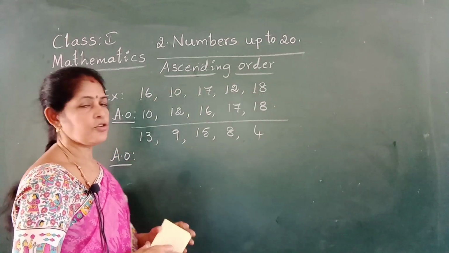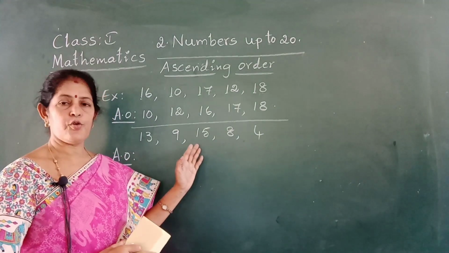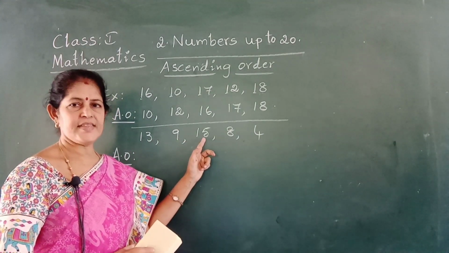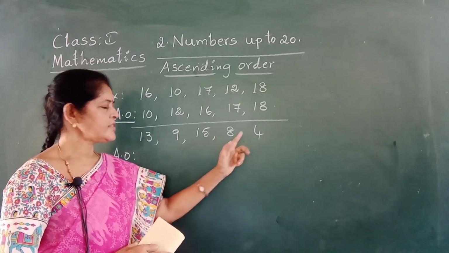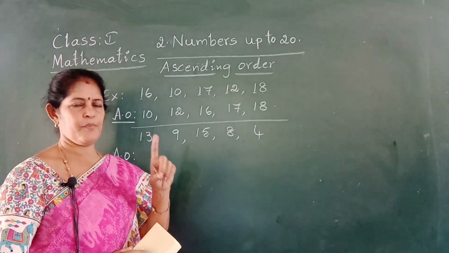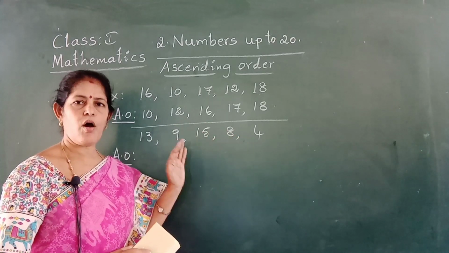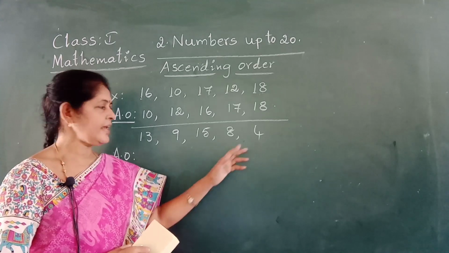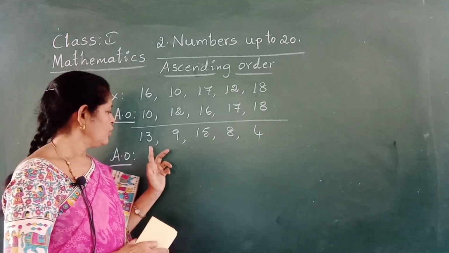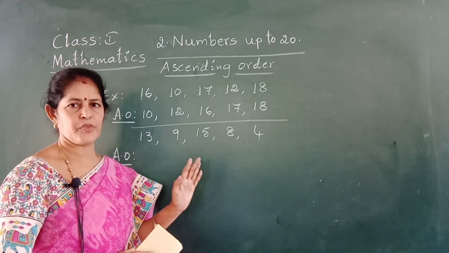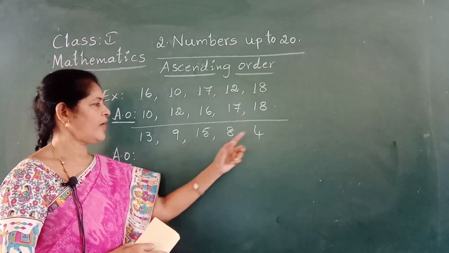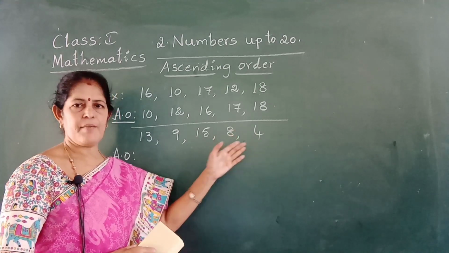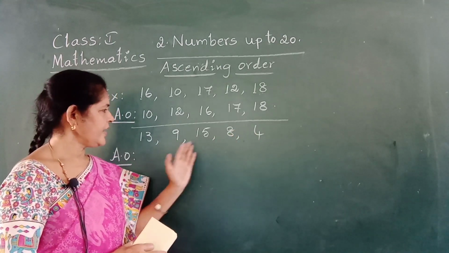Here you have to keep one rule. 13, 15 are 2 digit numbers. 9, 8, 4 are 1 digit numbers. 1 digit numbers are always less than 2 digit numbers. 1 digit numbers are small, 2 digit numbers are big. Okay. Now first of all you take 1 digit numbers, compare 1 digit numbers. In the given 1 digit numbers, which is the small?